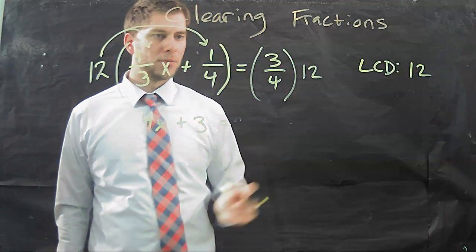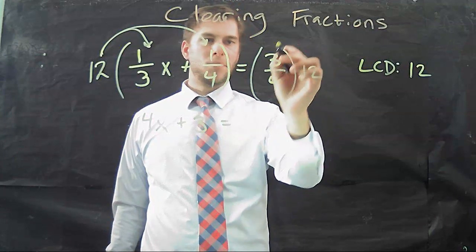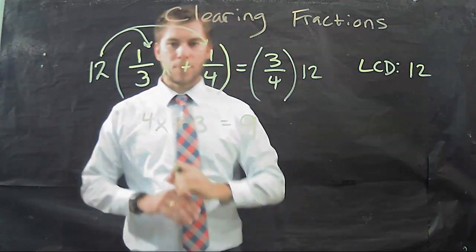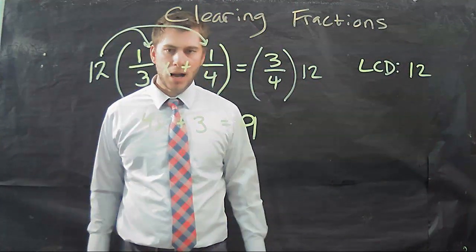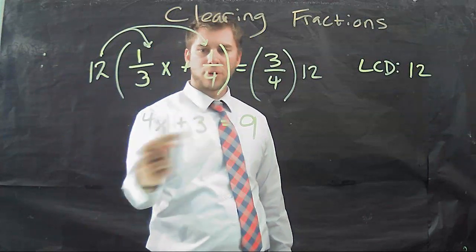All right, over here, same thing. I'm going to say, how many times does 4 go into 12? 3 times. Multiply it by the numerator. So 3 times 3 is 9. And just like that, magically, I have cleared the fractions. All right? This is equivalent. This is exactly what I had before. This is equivalent to it.